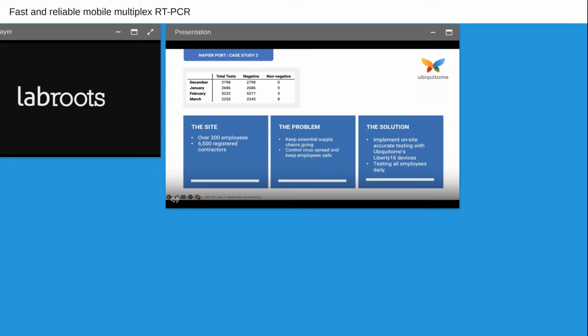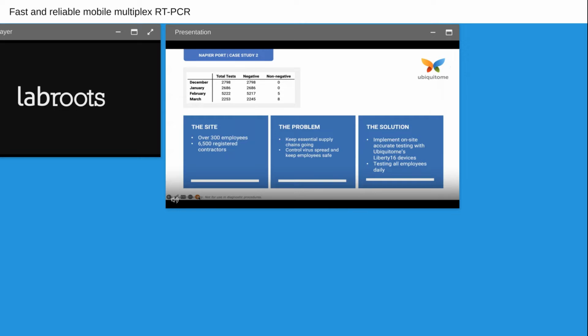So the problem was to keep essential supply chains going and to control the virus spread and keep employees safe. The solution was, much like Taylor Corporation, to implement on-site testing through Ubiquitome's Liberty 16 device, testing all employees daily, so over 300 employees at the Port of Napier, which helped them realize the value that the Liberty 16 could provide.